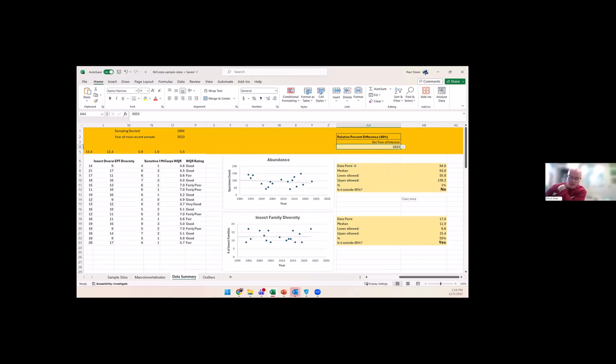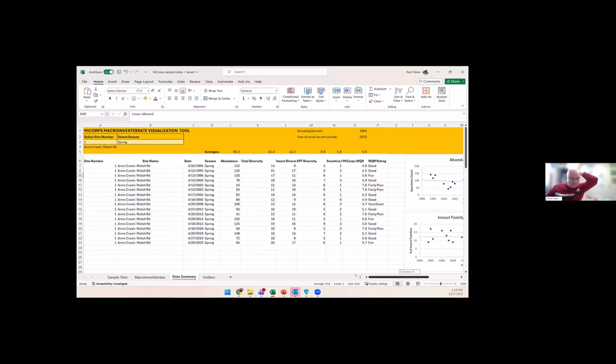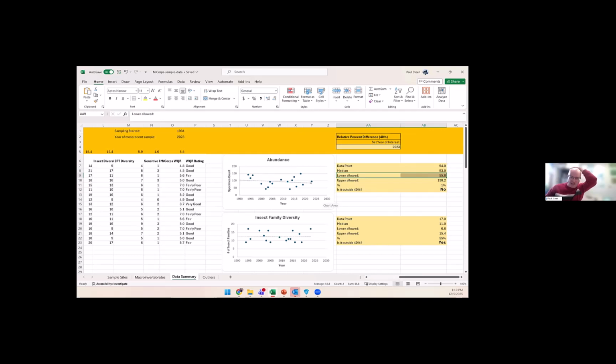What this does is just automated, easy formulas, really. It gives me the median that I've seen, and then using that 40% difference, what would be the lower end and what would be the upper end of that 40% difference. Right, for 2023, we're checking this dot right here. And we're only 1% off the median, so clearly not an issue. We're absolutely within the bounds of it being expected.